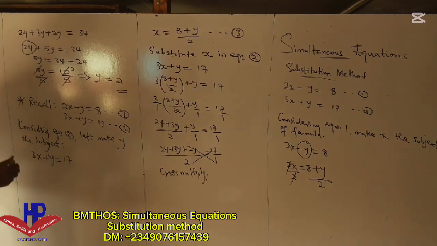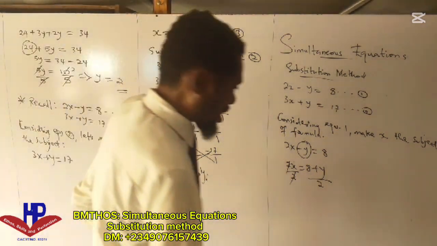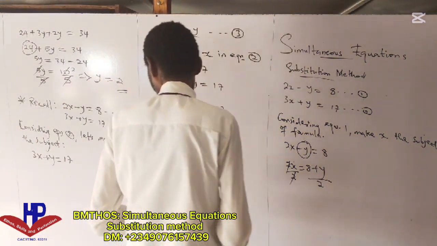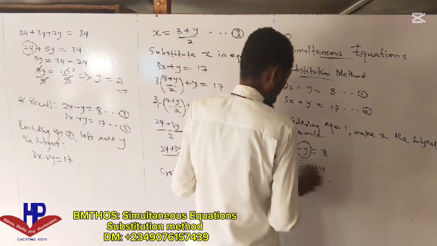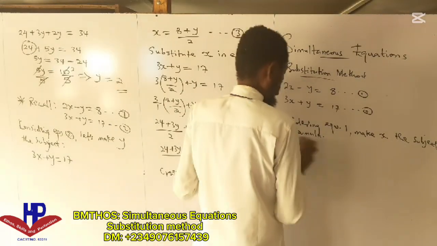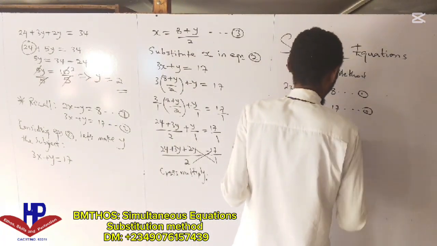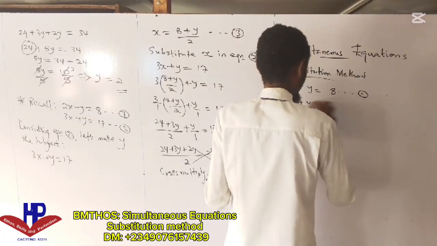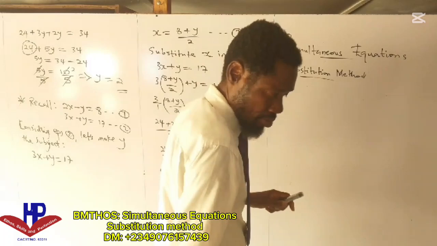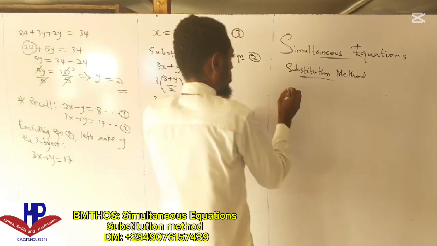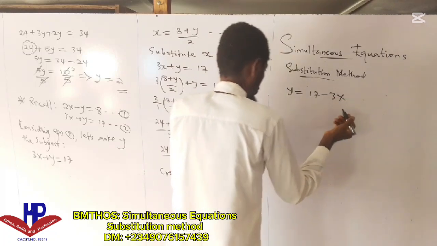If you want to make y the subject, we'll be having y is equal to 17 minus 3x. If we are making y the subject of the formula, that is what we'll be having. Y is equal to 17 minus 3x.